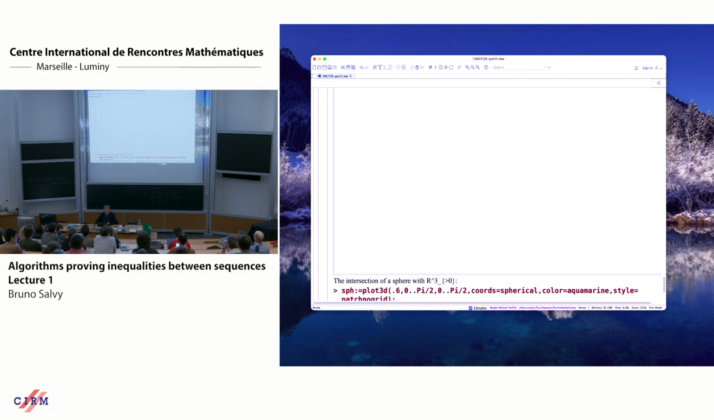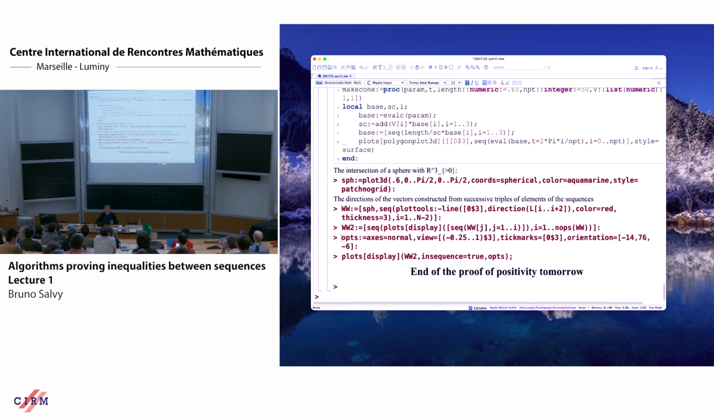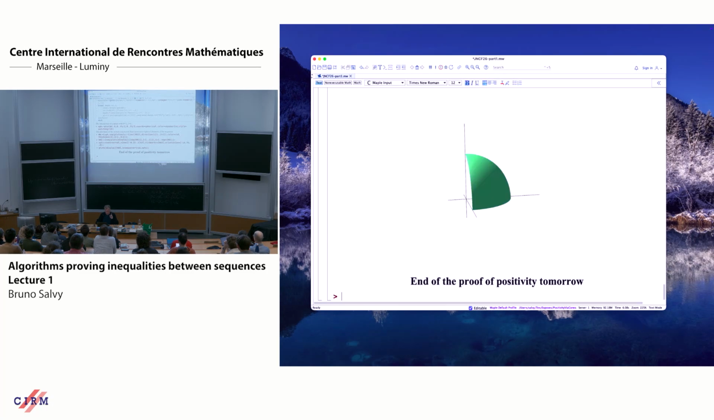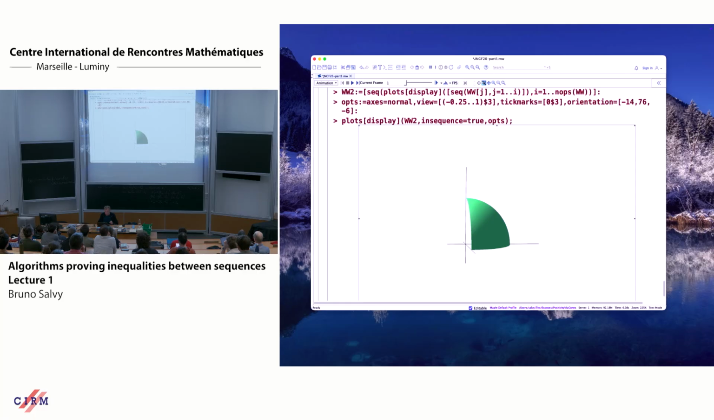So I have extra code here to help me show what's going on. And the end of the proof of positivity will be tomorrow. Can I make this larger? Not exciting.